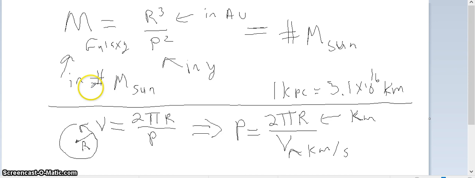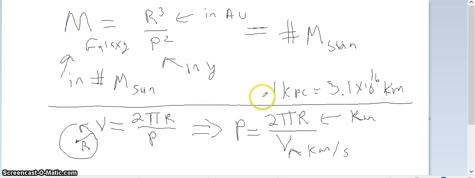In other words, the mass of a galaxy will come out to be some number. It's usually a huge number, sometimes many billions, sometimes many trillions of times the mass of the sun. All right, so this is what we're going to use. Remember, this comes from the combined mass equation, where the mass of one particular star is insignificant compared to the mass of the entire galaxy.